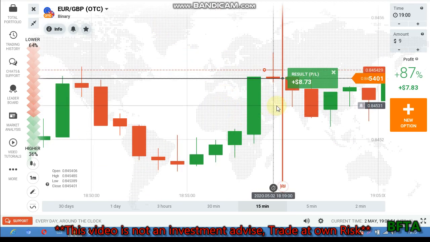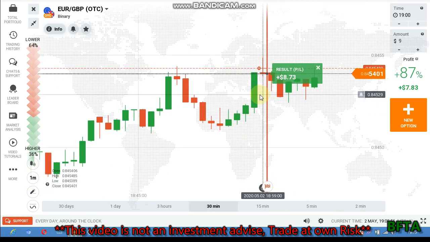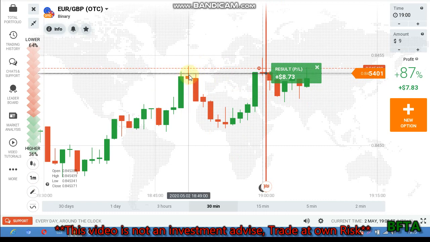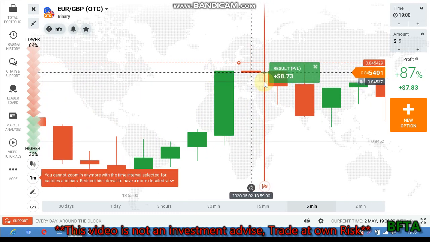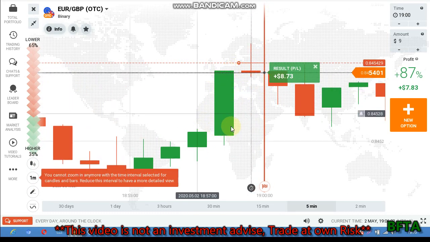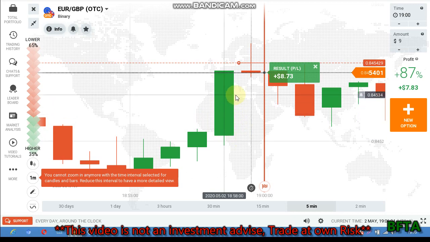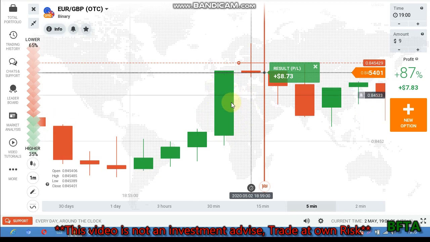And here, I place a put option because of this Marubozu. I didn't check the level, and I don't know that there's a level here. But because of that logic, I follow the candlestick. I noticed that it closed as a Marubozu candle, so I knew that the sellers will enter on the next candle. That's why I place a put option.